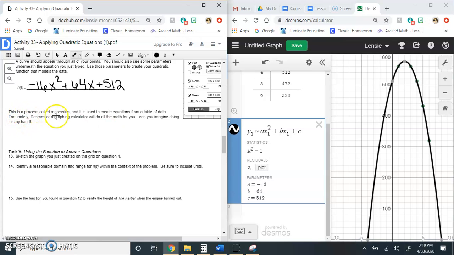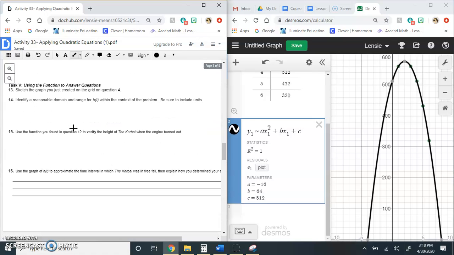Okay, this process is called regression, and it is used to create equations from a table of data, kind of like what we just talked about. Fortunately, Desmos or a graphing calculator will do all of this math for you, so you can imagine how handy that is compared to doing it by hand. And I've done it by hand, and trust me, it's not fun. So thankfully, we have the graphing calculators that we have access to now.